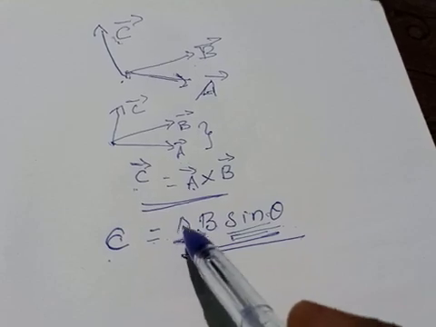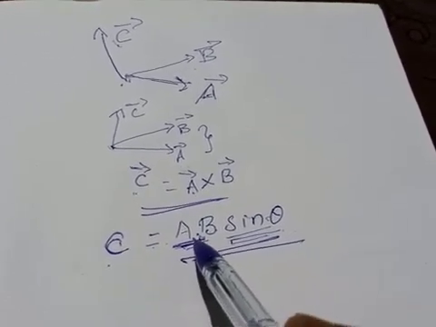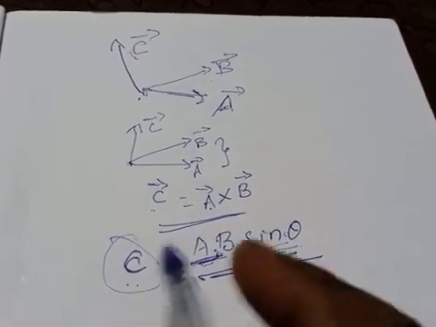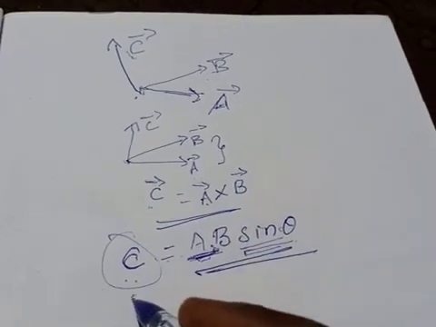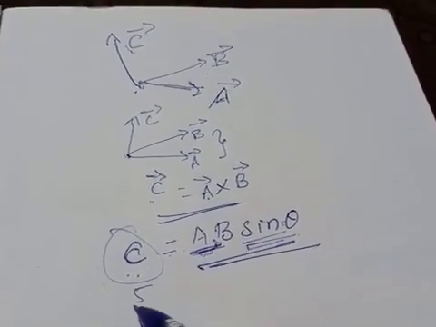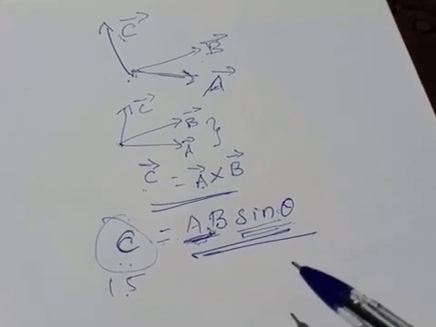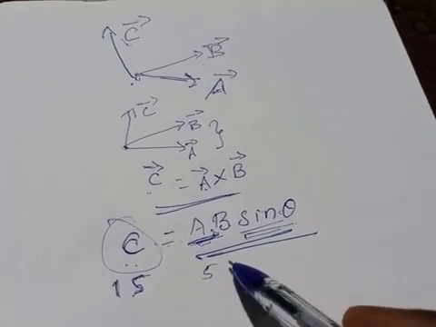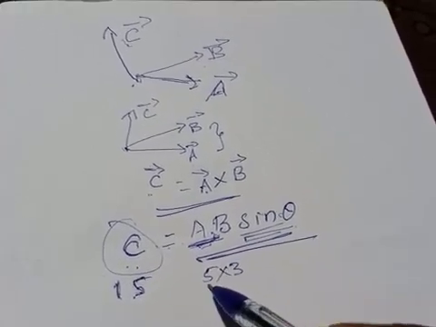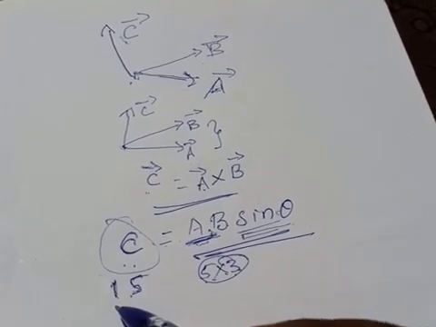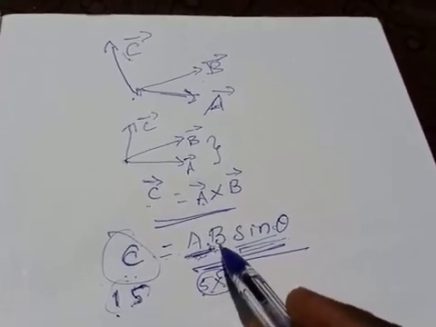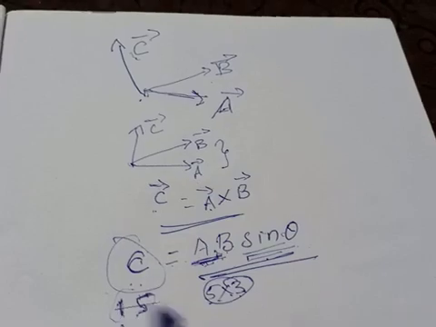So vector product or cross product of two vectors is defined as the magnitude equal to the product. Maybe if you are giving some value, say 15 is the resultant magnitude, and A is 5, B is 3. If you are taking 5 cross 3, 5 into 3, what you will get? 15. That is the magnitude equal to the product of these two vectors and the sine of the angle between them. So this is the definition.